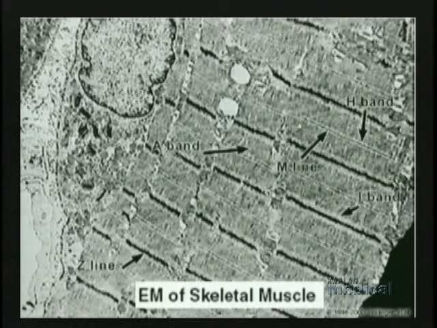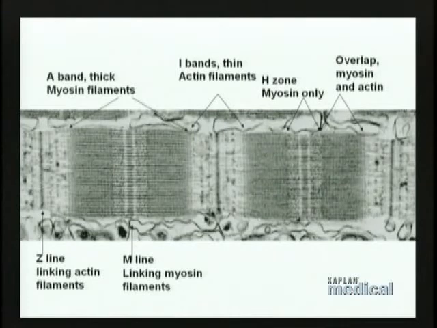The light area of lack of electron density immediately adjacent to that electron-dense Z line is the I band, which, as we know, consists only of the actin microfilaments. The A band, basically filling up much of the central aspect of these sarcomeres, corresponds just to the area of the myosin filaments, but certainly is overlapped as well by the corresponding thin filaments. And then the H zone is an area that consists only, in the central part of the sarcomere, of myosin filaments only.